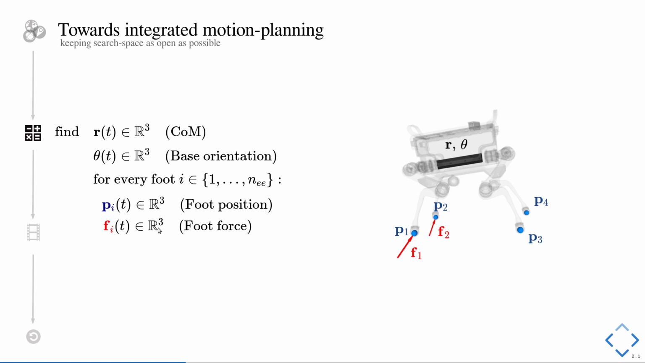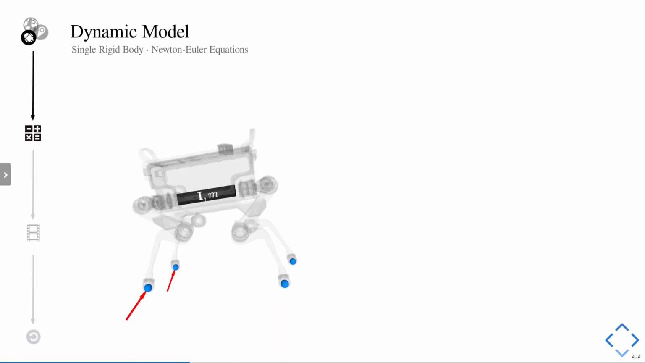So these are all the optimization variables that the solver can modify in order to try to fulfill the imposed constraints and find a solution to our problem. One of the main constraints that we have to enforce is that the motion complies with the physics of our legged system. So we model the robot as a single rigid body with a specific mass and a 3x3 inertia matrix.